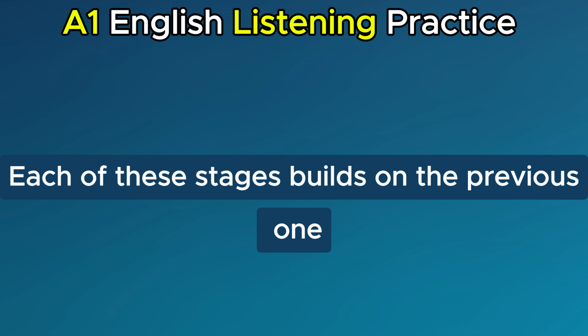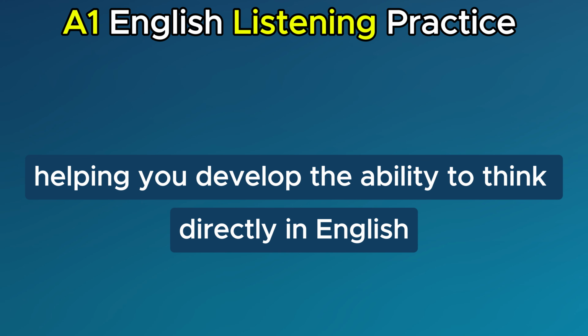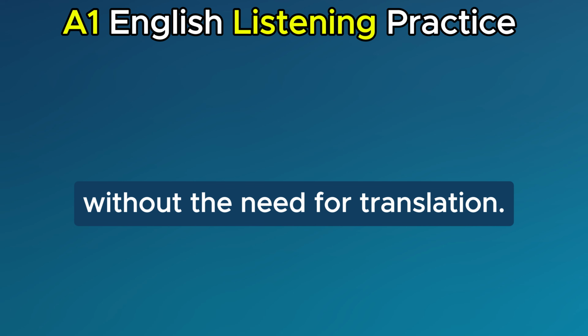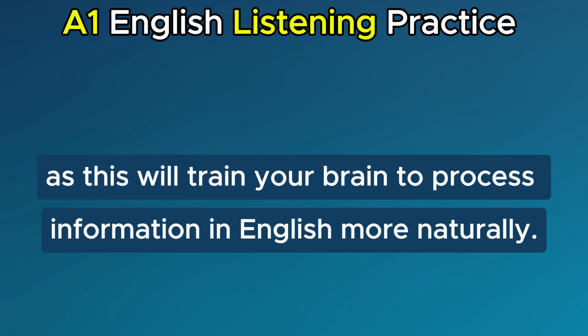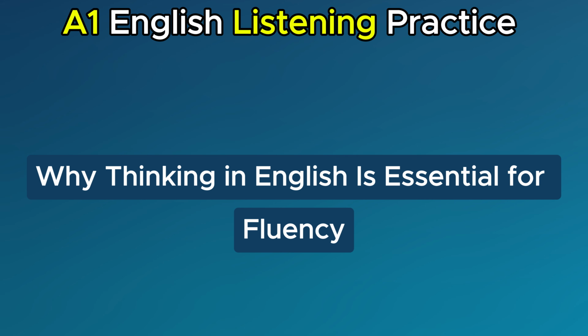Each of these stages builds on the previous one, helping you develop the ability to think directly in English without the need for translation. It's important to practice each stage regularly, as this will train your brain to process information in English more naturally. Why thinking in English is essential for fluency.